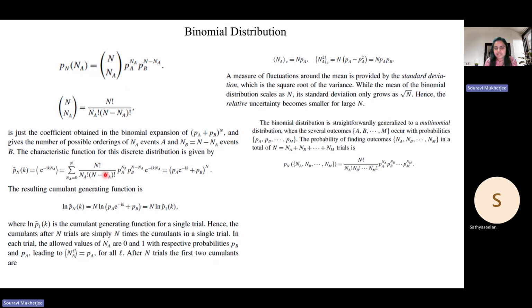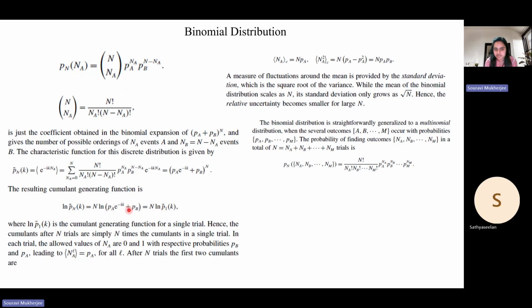Now, what you can do is rewrite this by grouping all the terms with power nA and n separately. Because we know that nA plus nB will turn out to be n, you can do that substitution here, so nB is written as n minus nA. This gives you the form as this. Now from here, if you want to find the cumulant generating function, which is the logarithm of this, you would get a term like this, right?